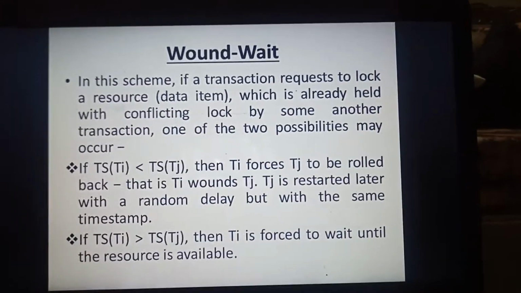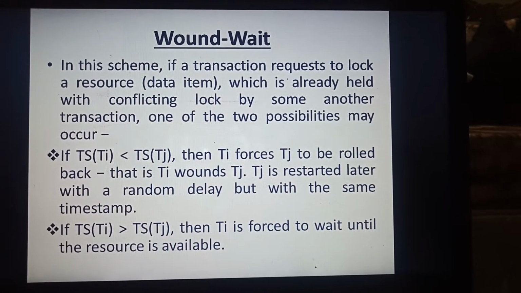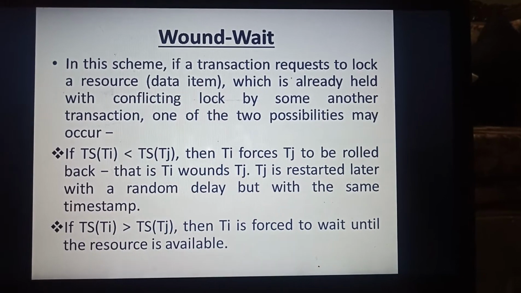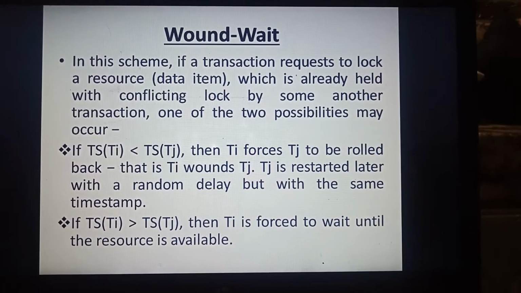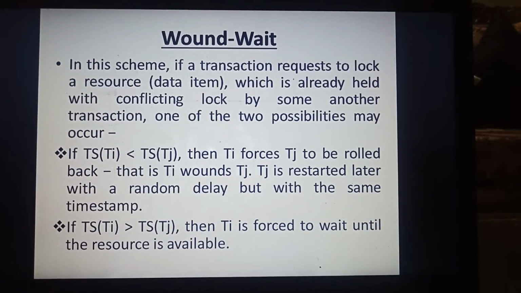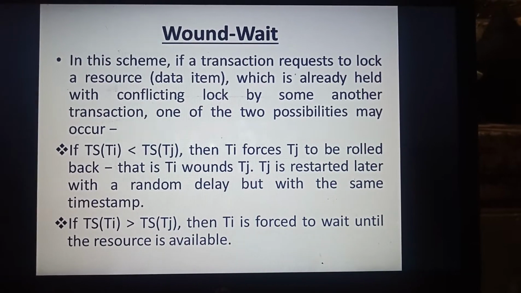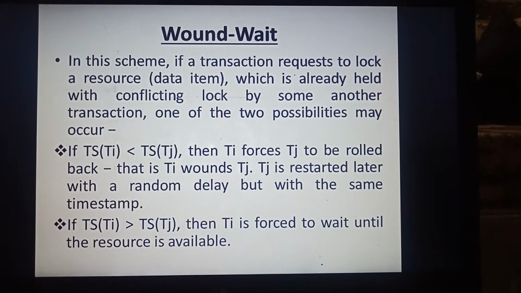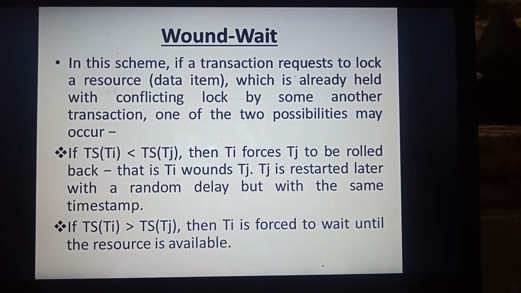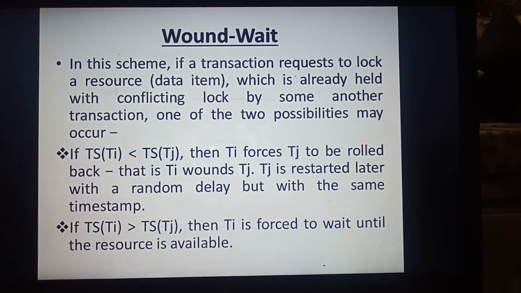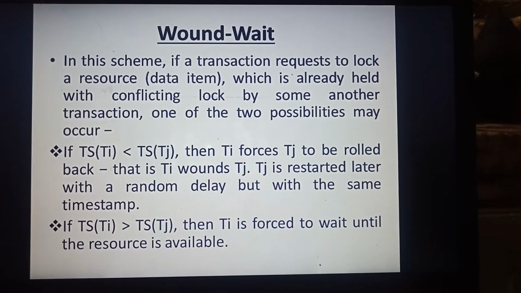Next method is wound-wait. In this scheme, if a transaction requests to lock a resource or data item which is already held with a conflicting lock by some other transaction, one of these two possibilities may occur. First possibility is if timestamp of Ti is less than Tj, meaning Ti is an older transaction. So Ti will force Tj to be rolled back. That is, Ti will wound Tj, and Tj is restarted later with a random delay but with the same timestamp.